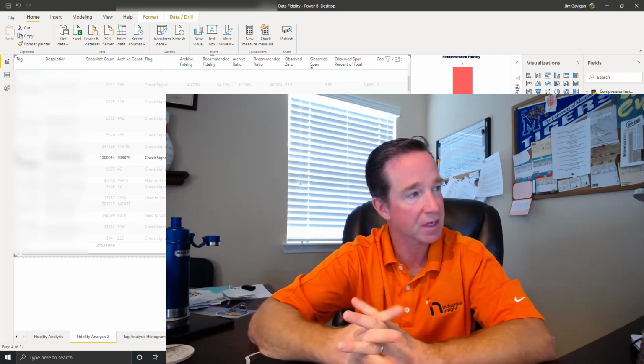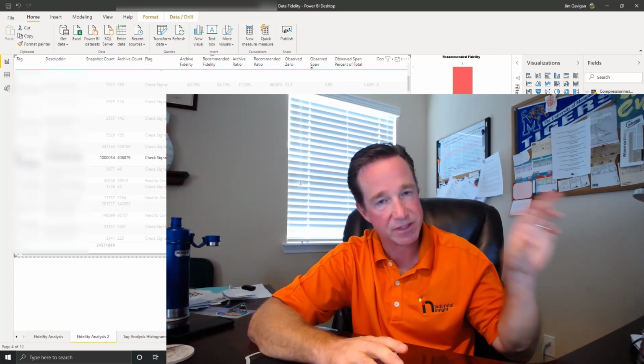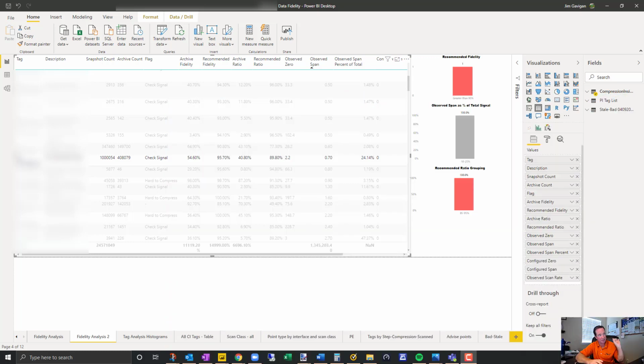So here's my rant. I have highlighted on the screen here a signal where the observed zero is 2.2. The observed span is 0.7. So between 2.2 and 2.9 are the values that have been observed by Compression Insight during the time that this study has been running. I want to say we promoted this one about 10 days before we took this snapshot.